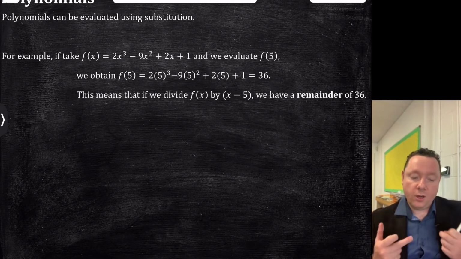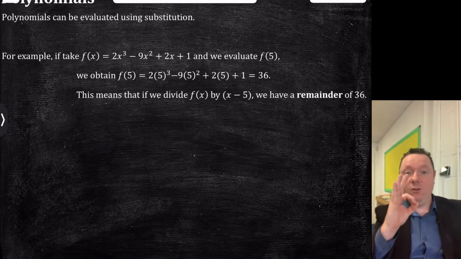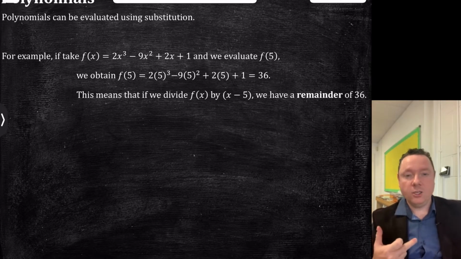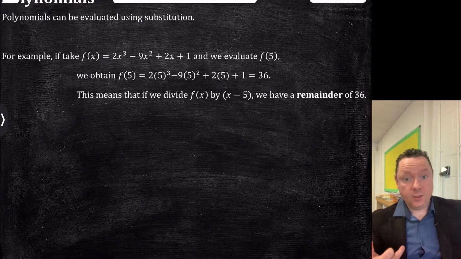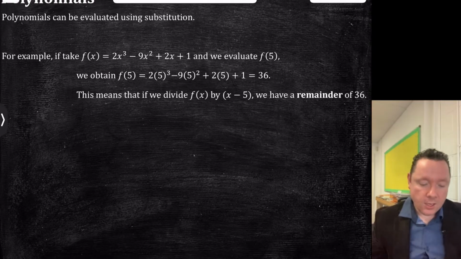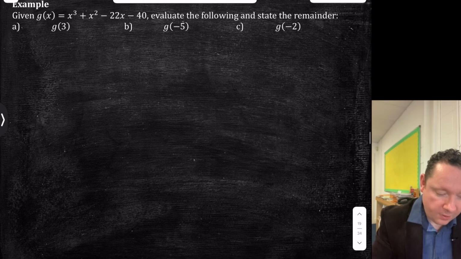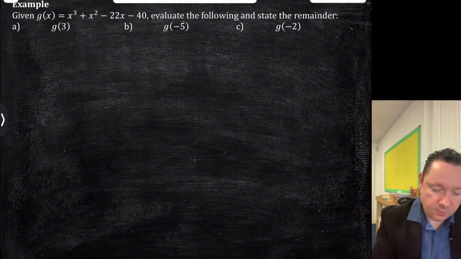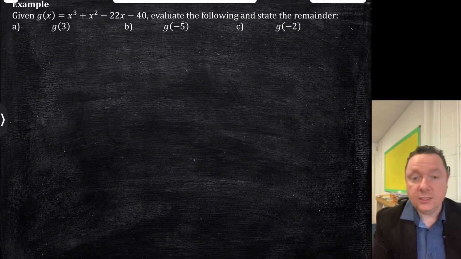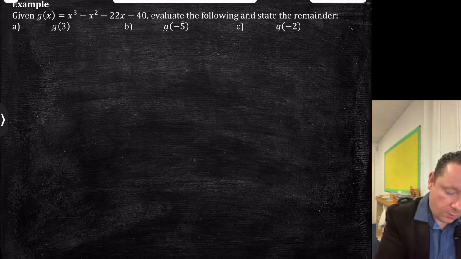Well, why is that? Because if we put a number into a polynomial and we get an answer of 0, it means it's a root. If you imagine back at quadratics, if I had x squared plus 3x plus 2 equals 0 and we're trying to solve that, what we would say is what value of x makes this 0. So if you get any other number other than 0, it means you've got a remainder. So here's an example. Given that g of x is this polynomial, we have to evaluate this and state the remainder. So let's do part A.